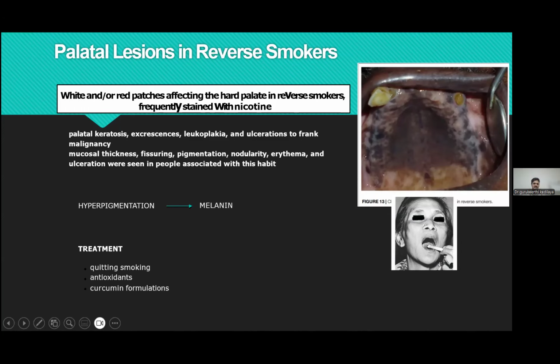Again, the smoking or abstinence from tobacco related habits is advised.